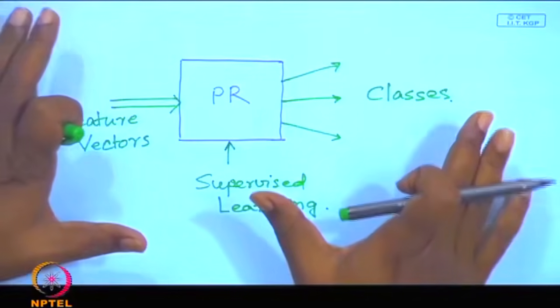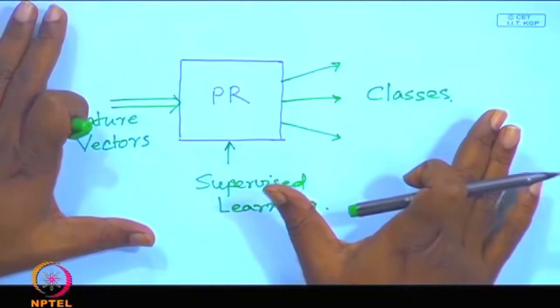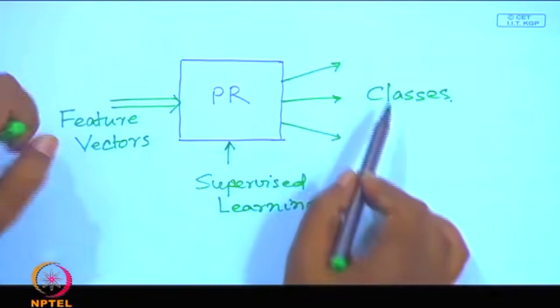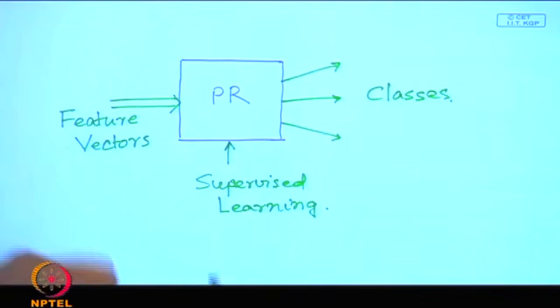Now, given this sort of a block diagram, you find that this sort of pattern recognition system can be applied in any domain. It can be used for speech recognition, it can be used for speaker recognition, it can be used for object recognition, it can be used for image classification.